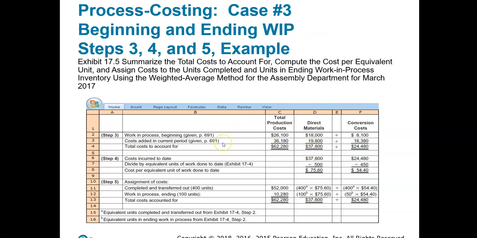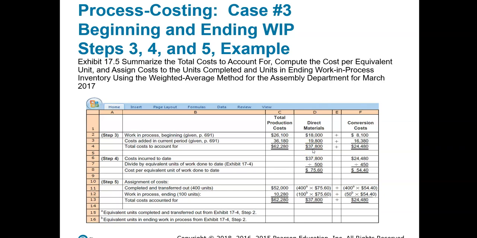Now let's say throughout March, we added $19,800 worth of additional direct material costs. So altogether, the direct material costs I have invested in the product so far in this department are $37,800. That's how much in costs I have to account for.